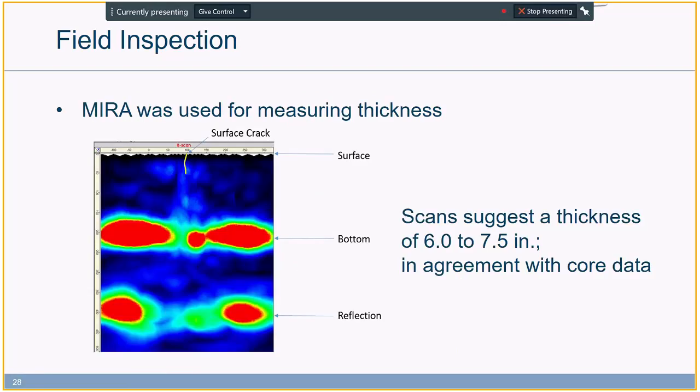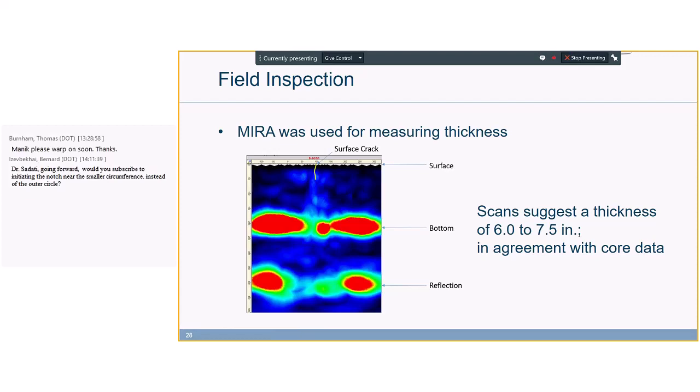MIRA test, non-destructive testing using MIRA, was also performed during the site inspection to measure the thicknesses. Testing was done at different points, and results overall are in good agreement with the data that was observed from cores, with thickness varying from 6 to 7.5 inches at different areas of the jointless FRC ring.